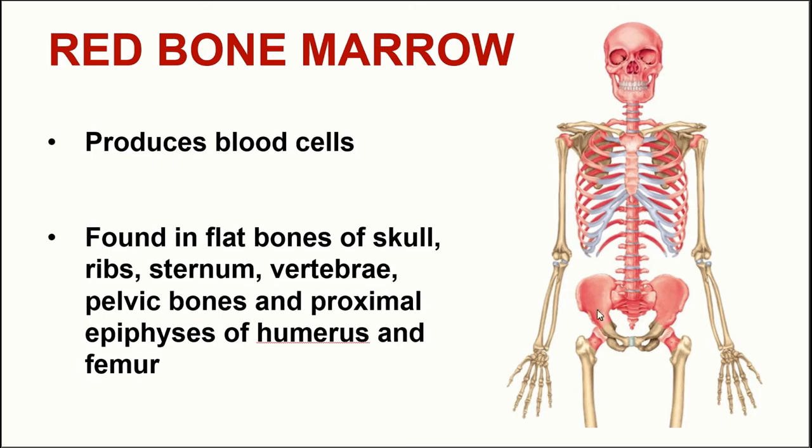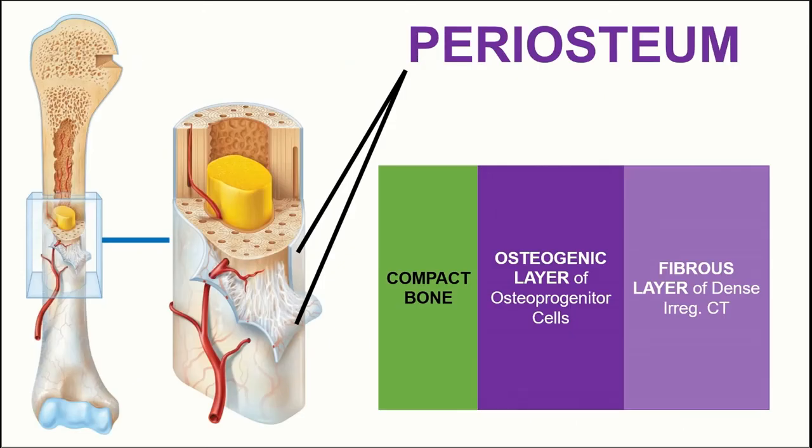And we also see it in the spongy bone of the proximal epiphyses of the humerus and the femur as well, which make up, remember, the humerus here is the bone of the arm, and the femur is the bone of the thigh here. And so we see red bone marrow being confined to the proximal epiphyses of those two bones there.